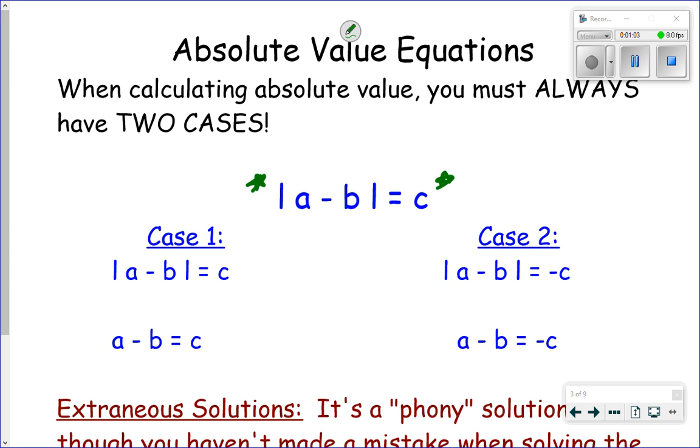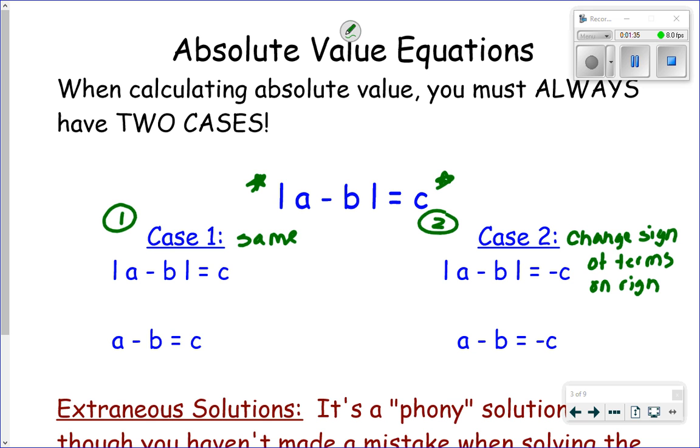But based off of the original problem, we're going to have two cases. We're going to have case 1 and case 2. In case 1, notice it looks the exact same as the original problem. Nothing's changed. So case 1, same. Then for case 2, you notice that from the original problem to case 2, the sign changes on the right. So just make a note here: change sign of terms on right. So case 1 is the same as the original. Case 2, you change the sign of the terms on the right-hand side.